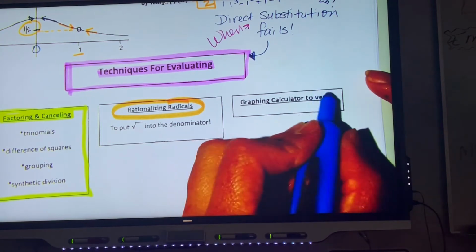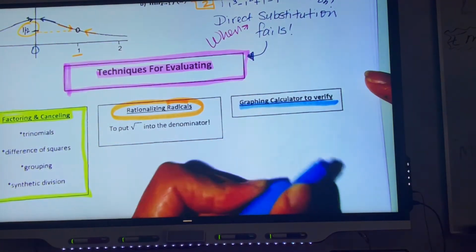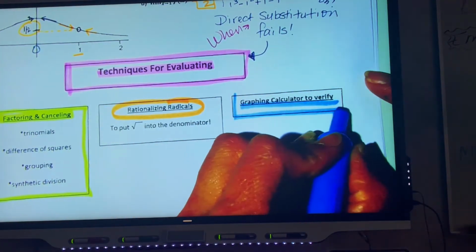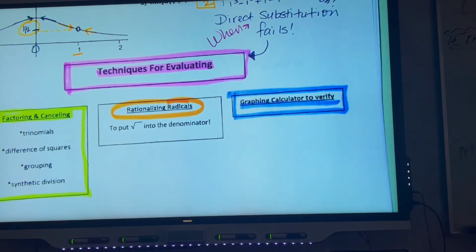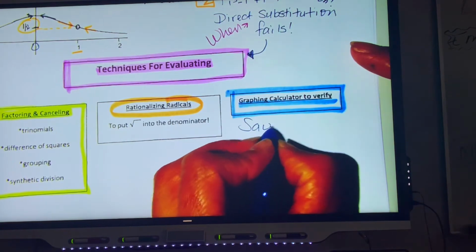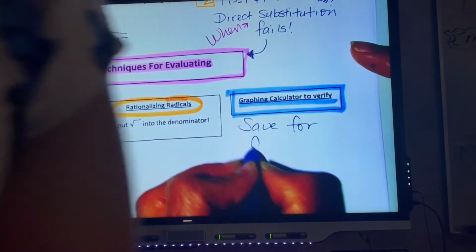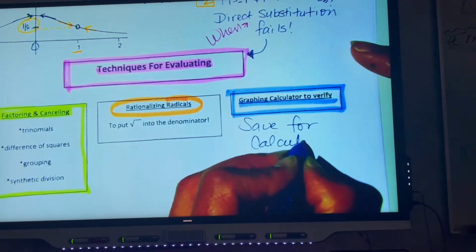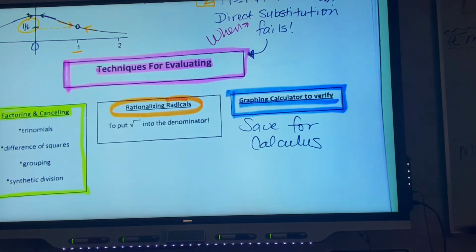And then graphing, using a graphing calculator. Now this one, you don't get to do this year. You will in calculus if you take it next year. So we're going to save this for calculus. Next year, if you are taking calculus, you're going to need a graphing calculator.